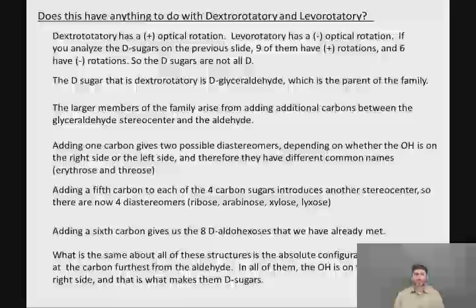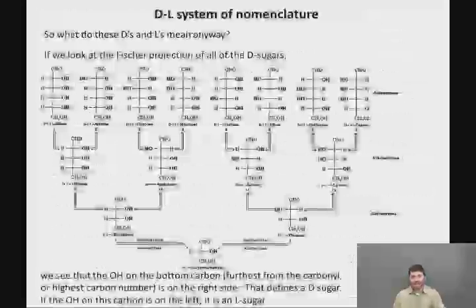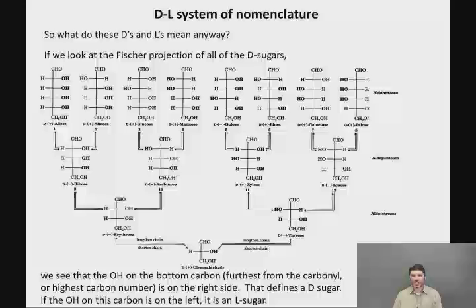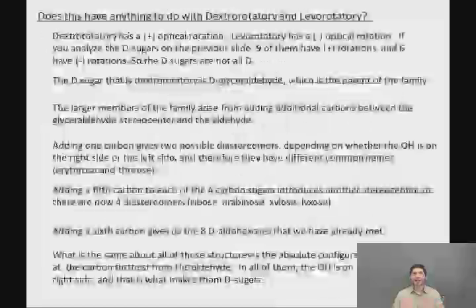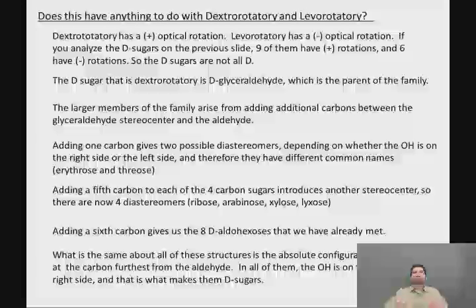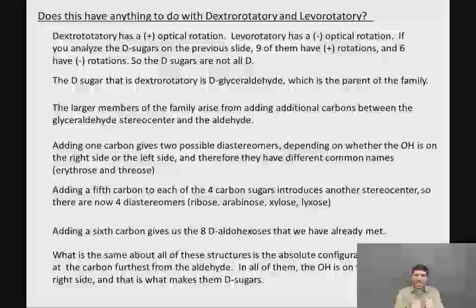The D sugar that is dextrorotatory is D-glyceraldehyde on the bottom here, which is the parent of this family. So what we have done in this slide is given you the whole family of D sugars, which have been arrived at from adding additional carbons between the glyceraldehyde stereocenter and the aldehyde at the top of the Fisher projection.